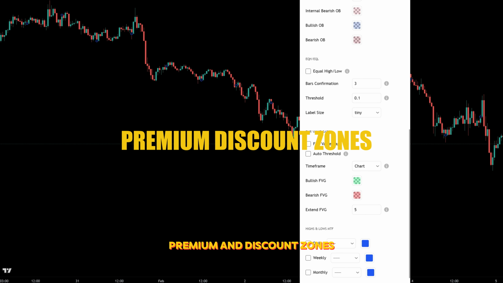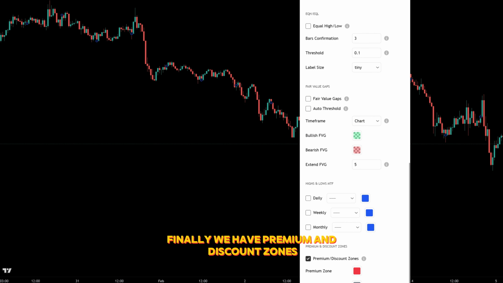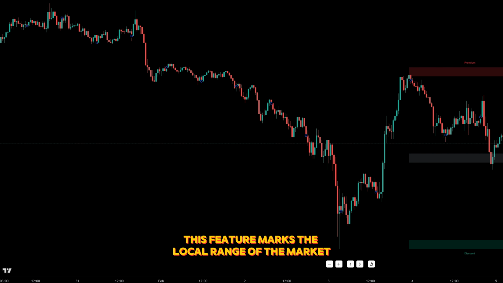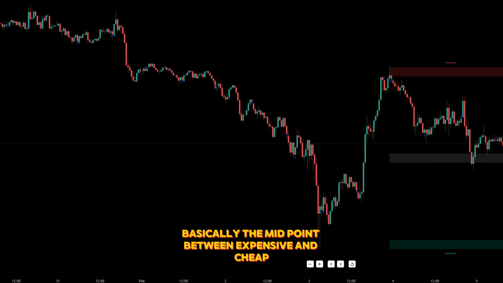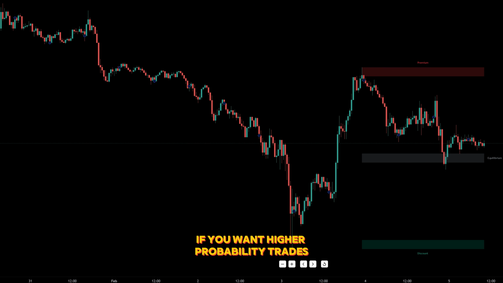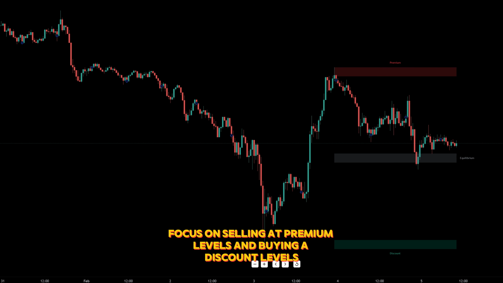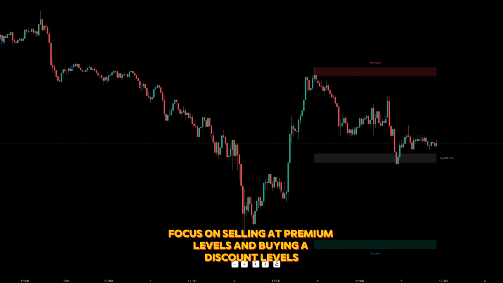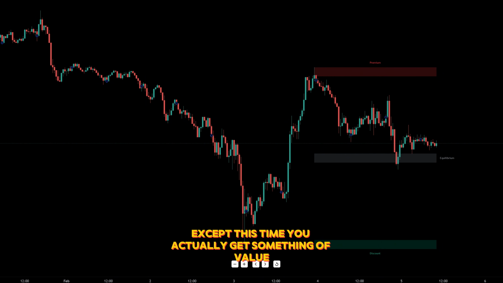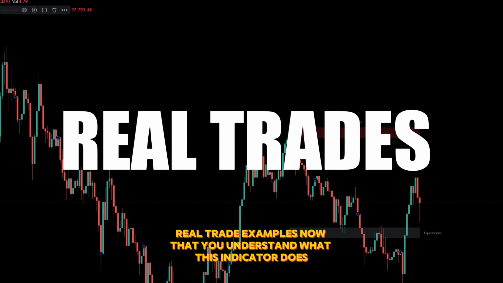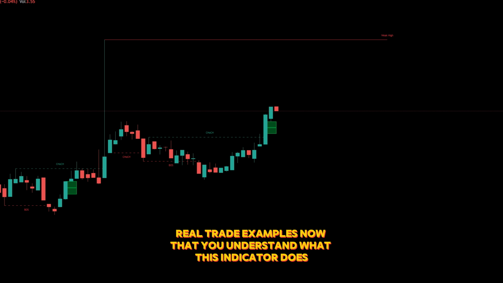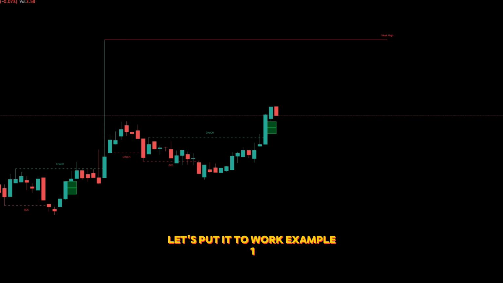Premium and discount zones, buy low, sell high. Finally, we have premium and discount zones. This feature marks the local range of the market and divides it at the equilibrium point, basically the midpoint between expensive and cheap. If you want higher probability trades, focus on selling at premium levels and buying at discount levels. Think of it like shopping for stocks at a Black Friday sale, except this time you actually get something of value.